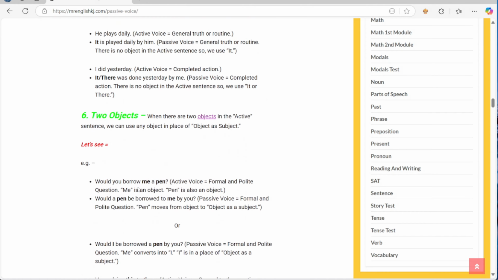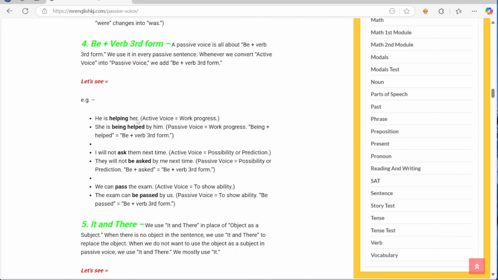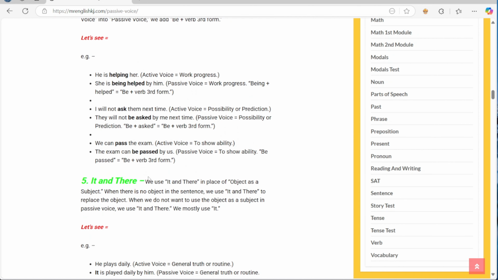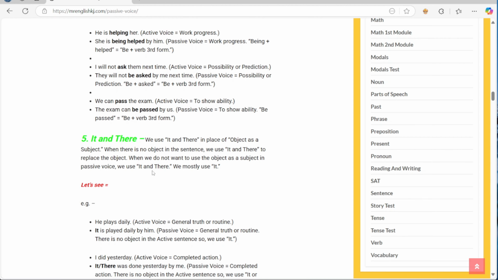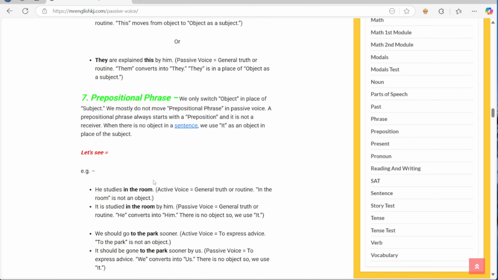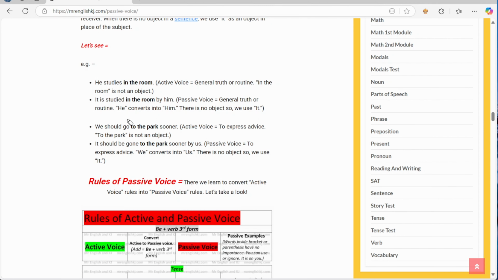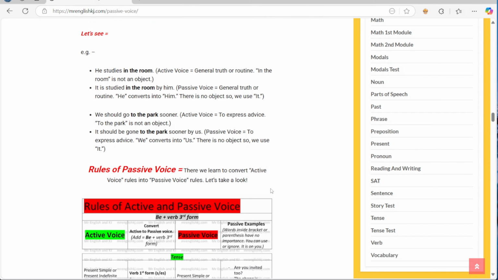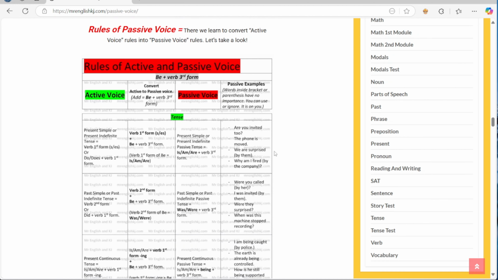Okay. When you see it alone, like here, you notice he is helping her. I will not ask them. There you can find a proper object because we are not using any preposition before them. But here we used a preposition. Okay. When you see a preposition phrase, obviously it is not an object. When there is no object, what do we do? We use it. Now, let's try to understand these in detail.